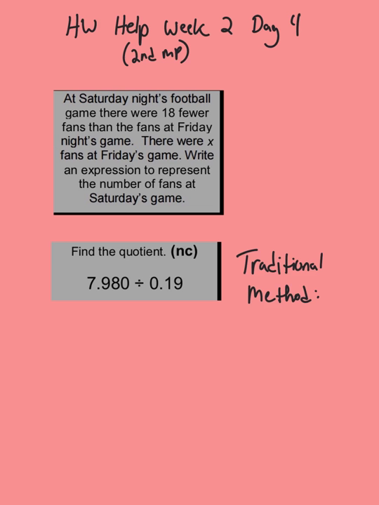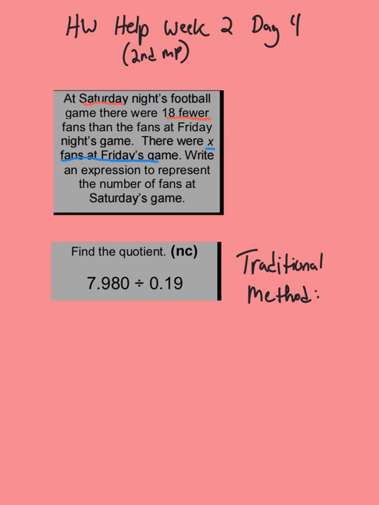So let's break down these parts here. We know at Saturday's game, there were 18 fewer than there were at Friday night's game. And we also know there were X fans at Friday's game. And we have to write an expression to represent the number of fans at Saturday's game.